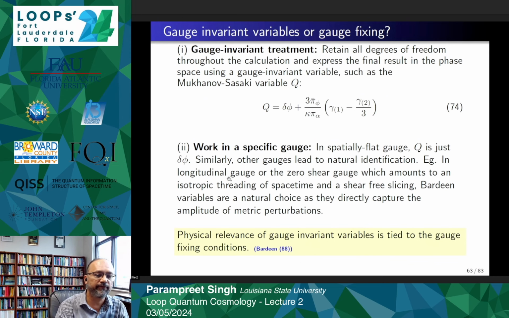For example, there is another famous gauge which is called the longitudinal gauge or zero shear gauge, which amounts to an isotropic threading of spacetime and a shear-free slicing in ADM formulation, which was given by Bardeen. And here the Bardeen variables become a natural choice because they directly capture the amplitude of metric perturbations. So different gauge fixing conditions have natural physical interpretations and so on. So one should not be too carried away either by this or this. And I will just emphasize what Bardeen has emphasized, that the physical relevance of gauge invariant variables is tied to gauge fixing conditions. So this is a nice, important, long topic. Maybe we can discuss it later at some point. It's not possible to discuss it right now.